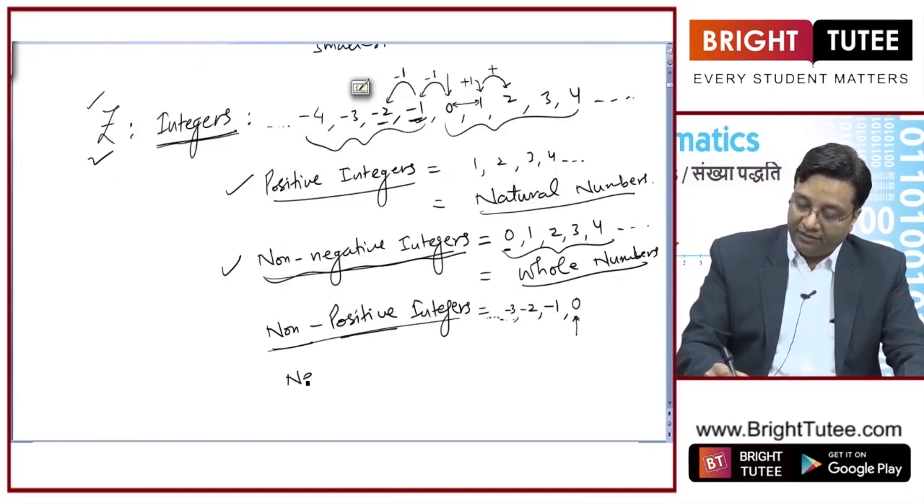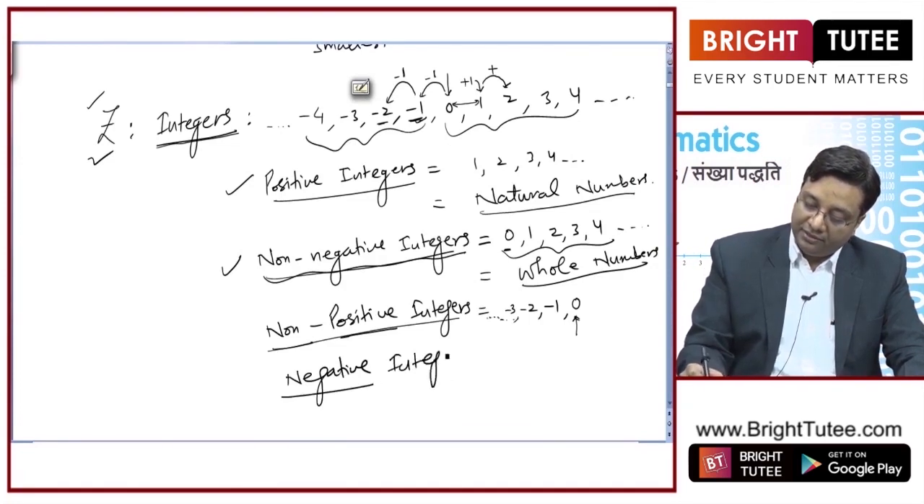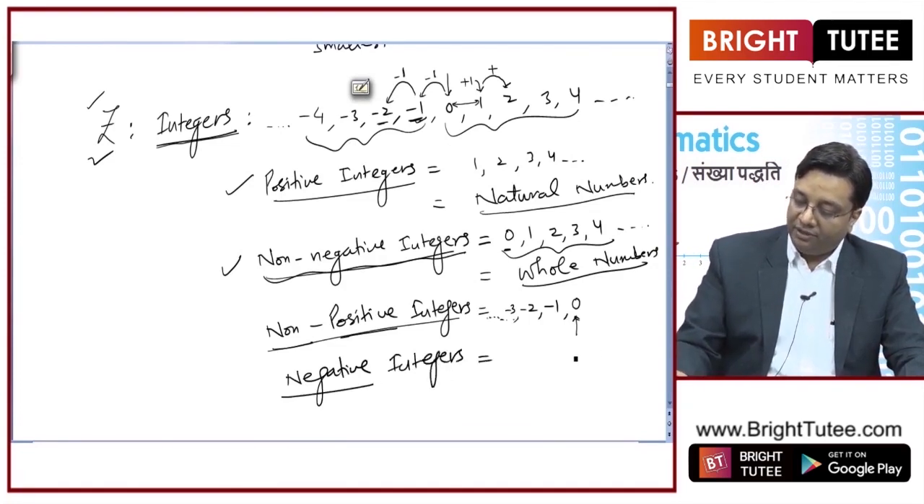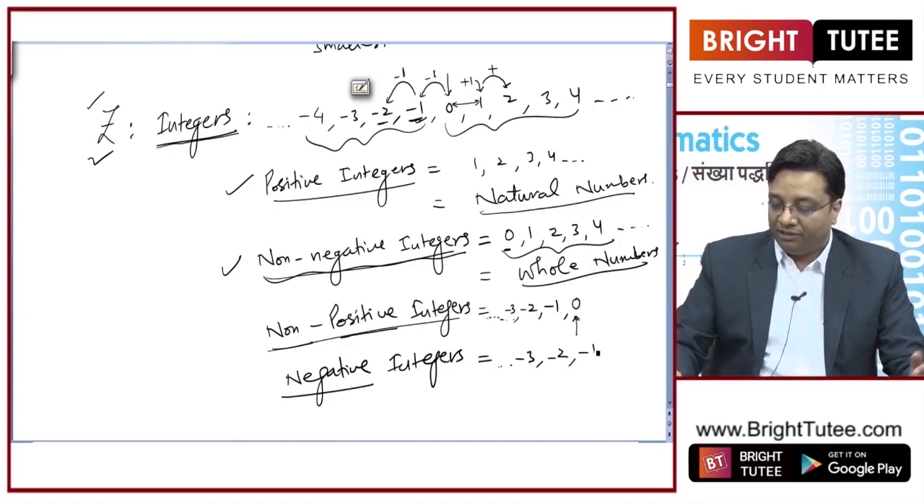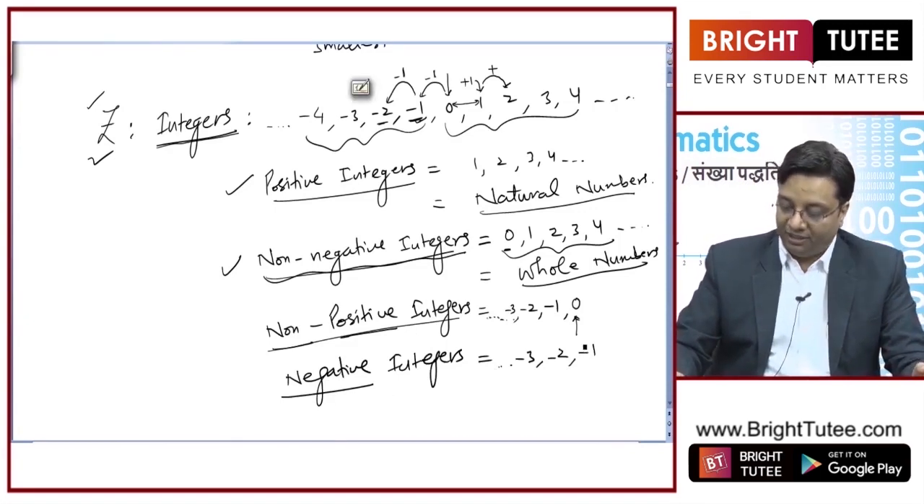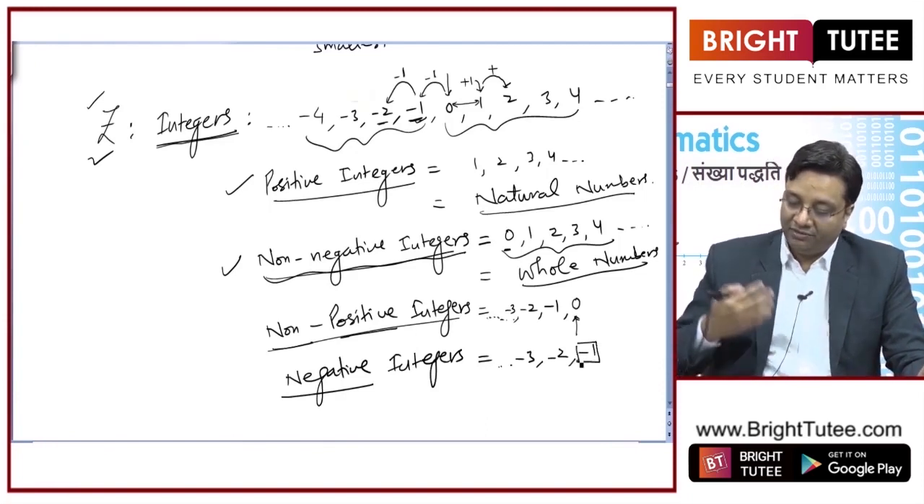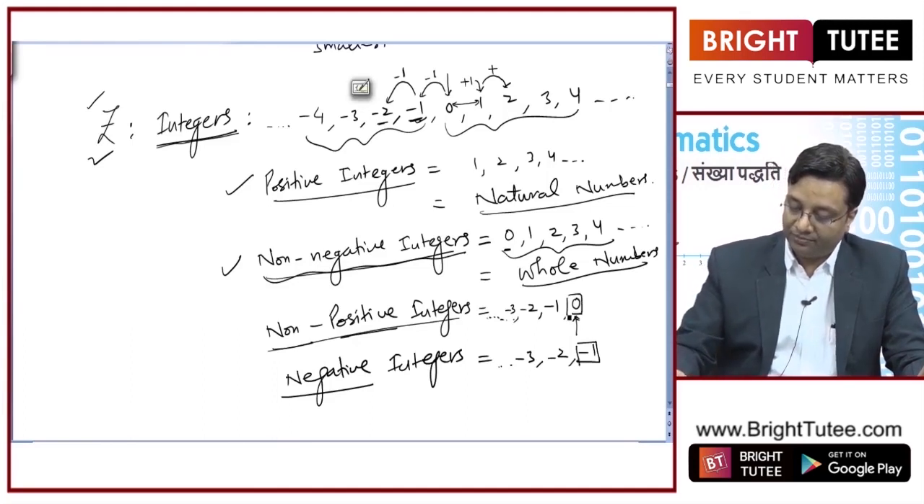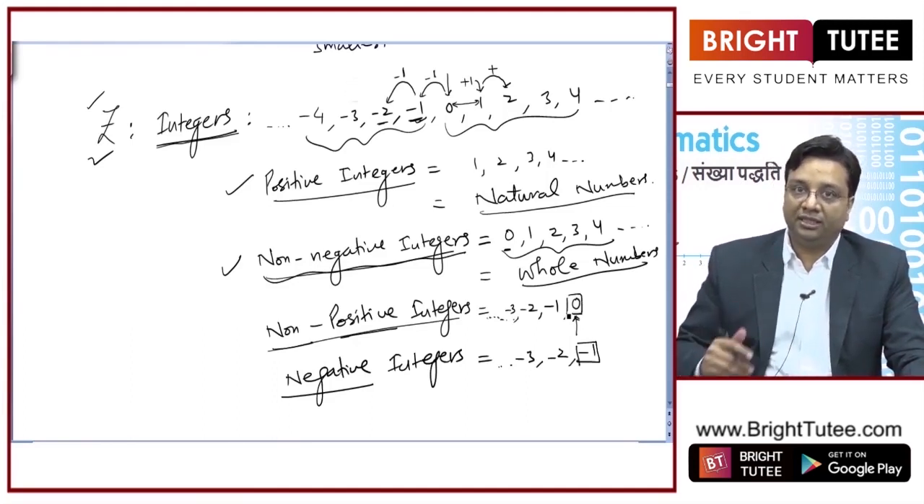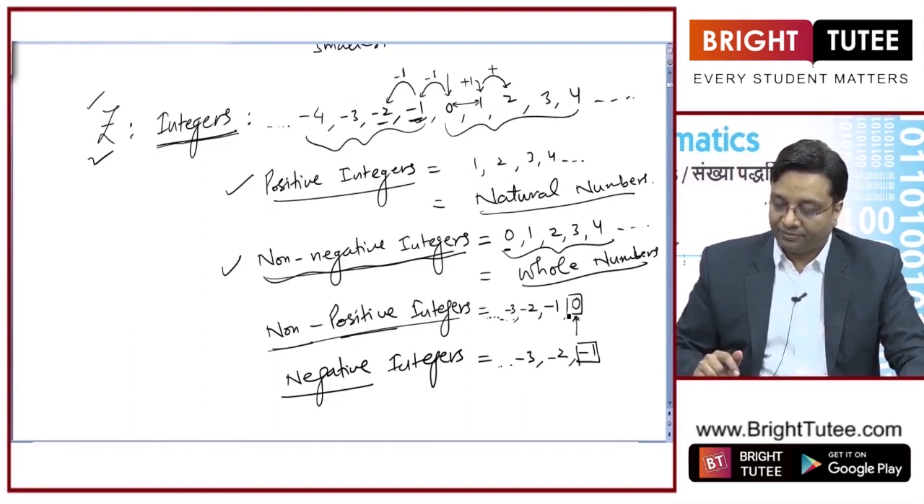And what are negative integers? Then we will not include the 0, and these are the negative integers. So if I ask you, give me the greatest negative integer, you will say this is the greatest negative integer. If I ask you greatest non-positive integer, you will say 0, right? So these are the integers.